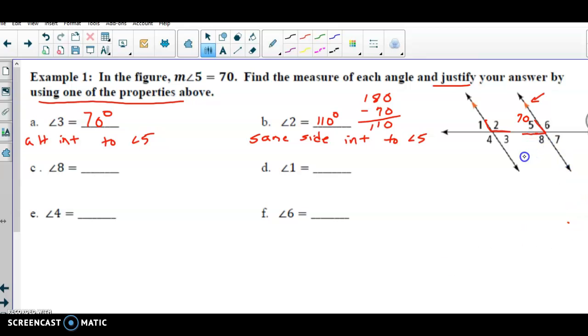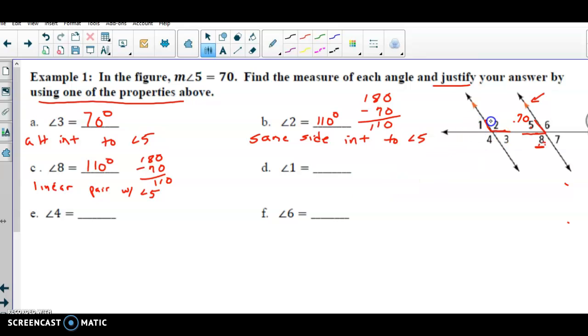Angle 8. Angle 8 is right next to angle 5. And so it's actually going to be a linear pair with angle 5. So again, it's going to be supplementary. And guess what? That means it's going to be 110 degrees also. And you can say that it is a linear pair with angle 5. You could also say that it's an alternate interior with angle 2.